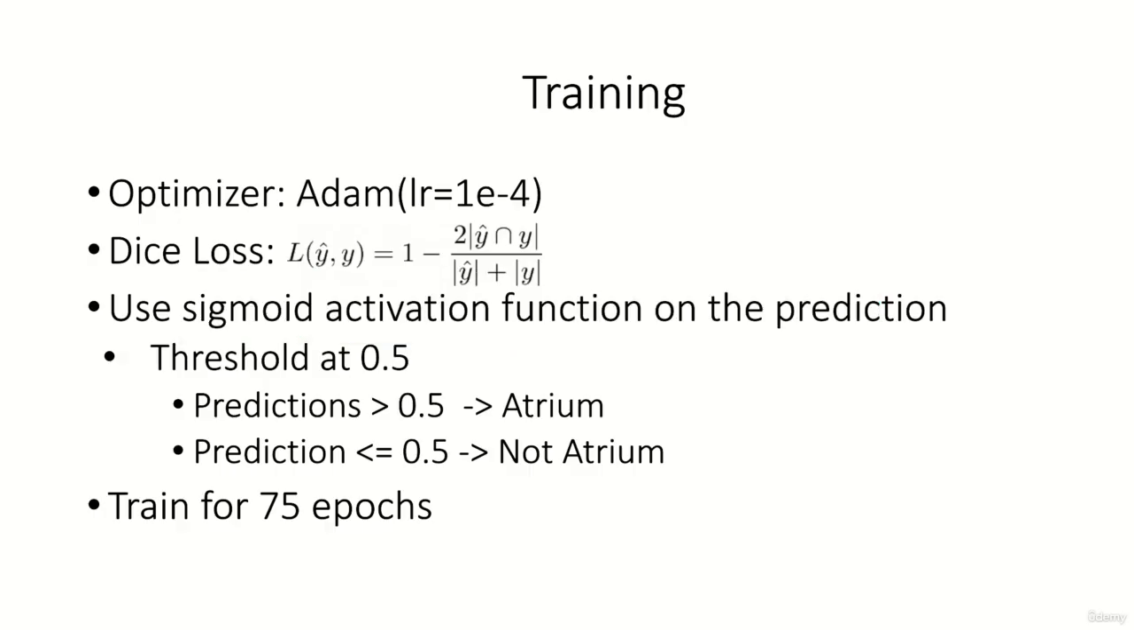Typically, the sigmoid activation function is applied to the raw predictions when using a dice loss. With a threshold of 0.5, this results in all pixels with a value greater than 0.5 being assigned to the atrium class and all pixels with a value less than or equal to 0.5 being assigned to the non-atrium class. Last but not least, we train our model for 75 epochs.